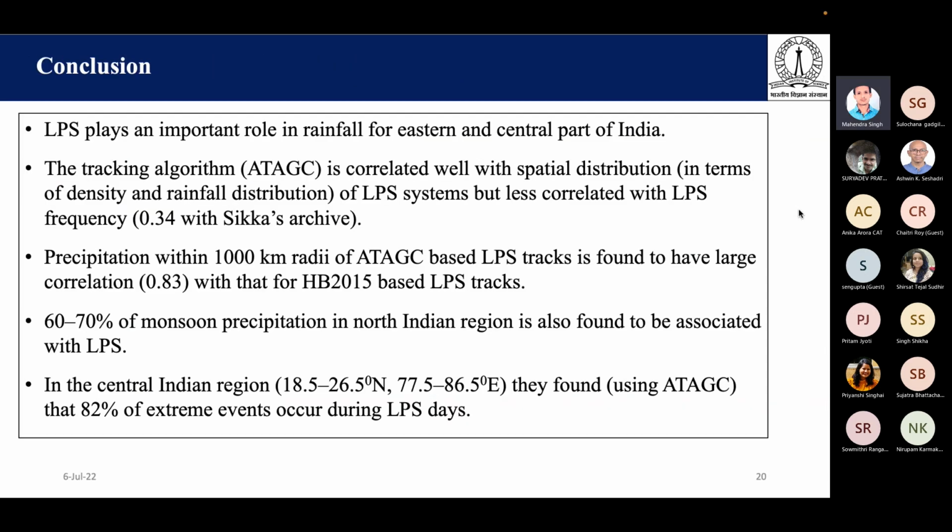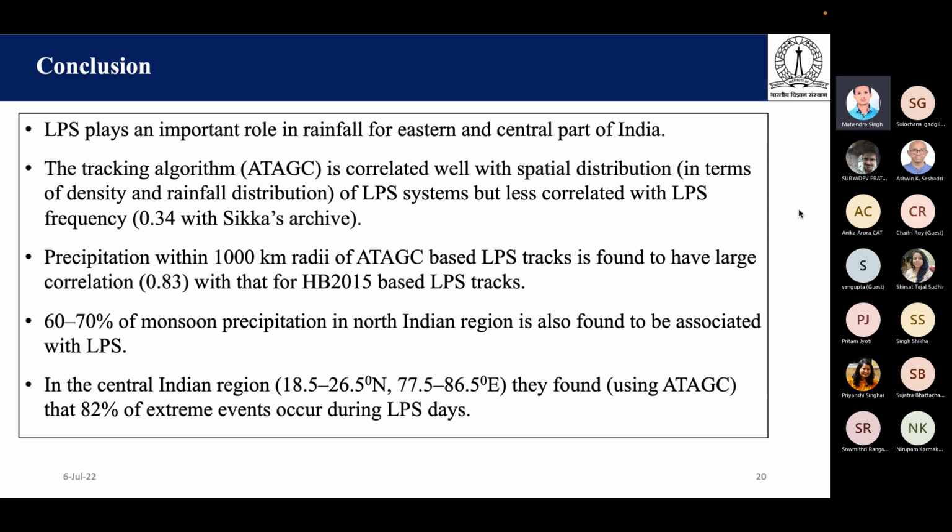So the conclusion is that LPS plays an important role in the rainfall for the eastern and central parts of India, and the tracking algorithm used in that paper correlates well with the spatial distribution in terms of density or rainfall distribution, but it is less correlated in terms of frequency. Precipitation within a 1000 kilometer radius of ATAGC based on LPS tracks is found to have a large correlation, around 0.83.